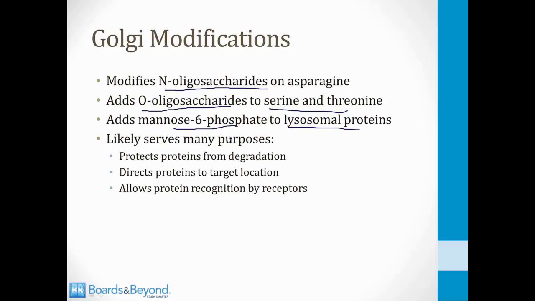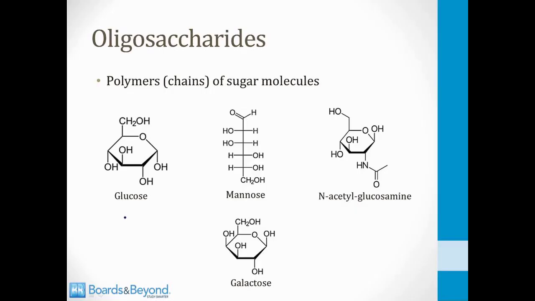And all these modifications likely serve many purposes, although this is incompletely understood. But the modifications may protect proteins from degradation, they may direct proteins to their target location, and they may allow the proteins to be recognized by receptors. So to understand how the Golgi modifies proteins, we first have to define some terms. So let's talk about what an oligosaccharide is.